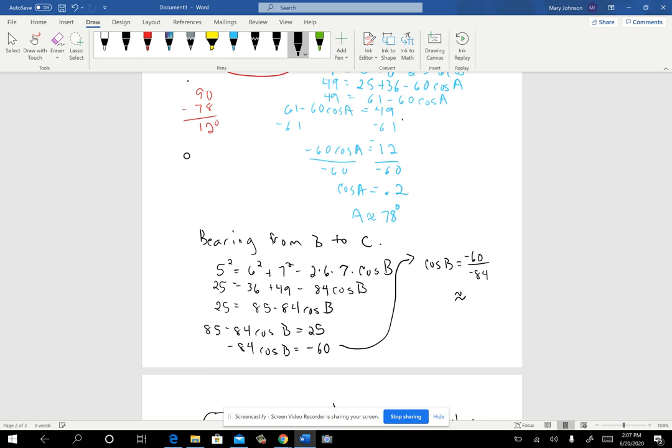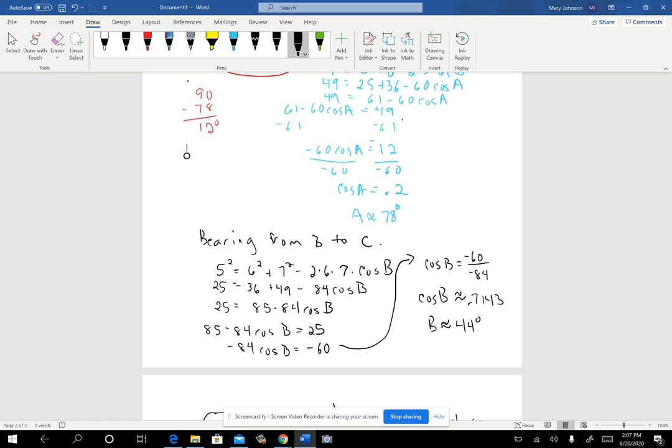I get about 0.7143. It's not my answer. Remember, that's the cosine of the angle. So now I know B would be the inverse cosine of that. So I'm going to go back up, do inverse cosine of 0.7143, and I get that angle B would be about 44 degrees.